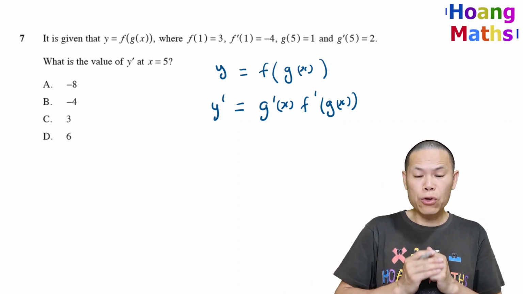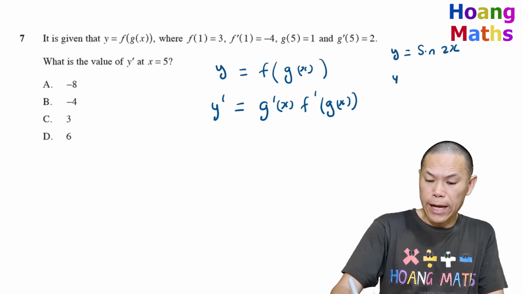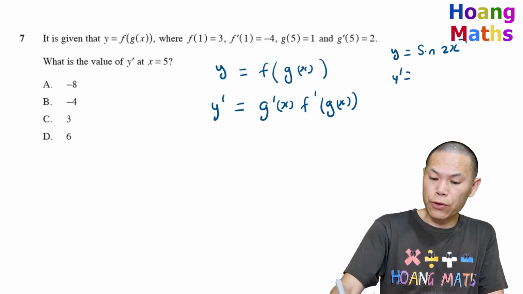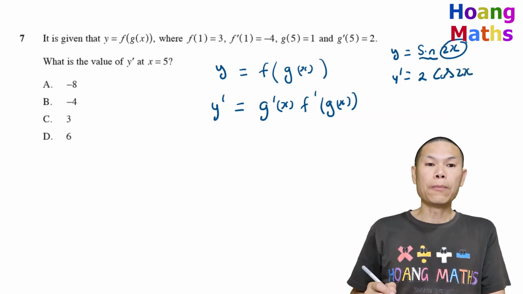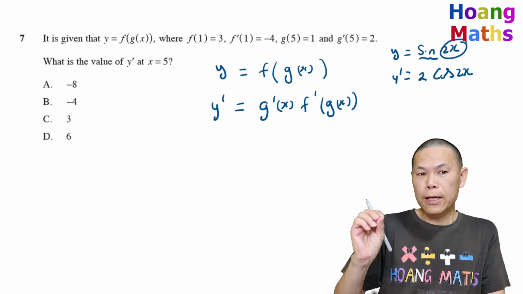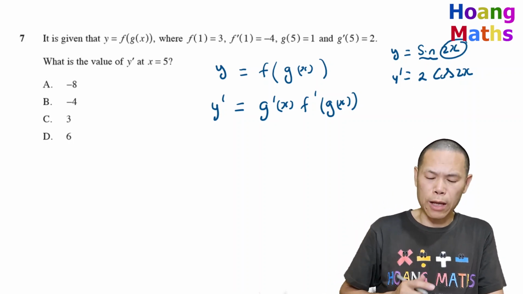Otherwise, if you think about it, let's say y is sine of 2x. So y dash equals, we differentiate this, that gives me 2, and then we differentiate this, which becomes cos of 2x. See? So we differentiate inside, and then we differentiate the function that is sine. Okay, so that's what that meant.